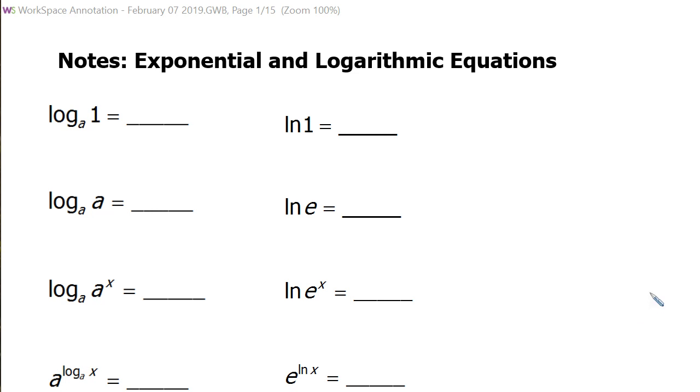Okay, today we are solving exponential and logarithmic equations, and today we'll be using the calculator to the very end. So we're not using the calculator until the last step. Everything is by hand until we get to the final step.